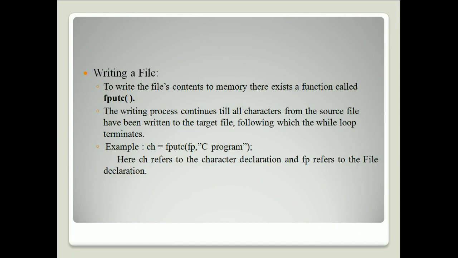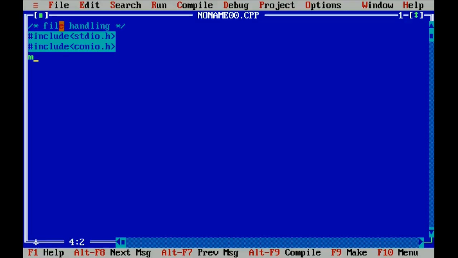Now let us see how to write a file. To write file content, there is a function called fputc. This function will put the file content character by character, writing continuously until all the characters from the source file are written to the target file. Example, fputc of ch comma fp.